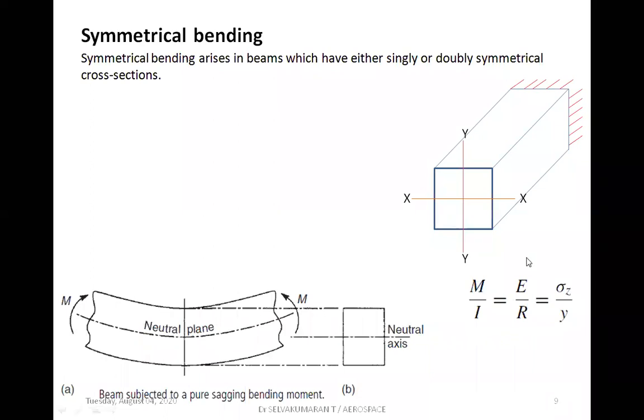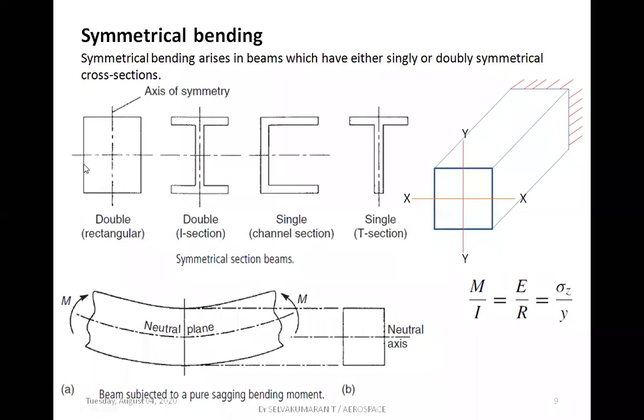Okay, so we studied this and we call this sigma B the bending stress due to symmetric bending. What does symmetric bending mean? Now, for example, you could see here different cross sections: doubly symmetric, channel, single symmetric. Each section is single symmetric. So let me take a doubly symmetric rectangular or square section.